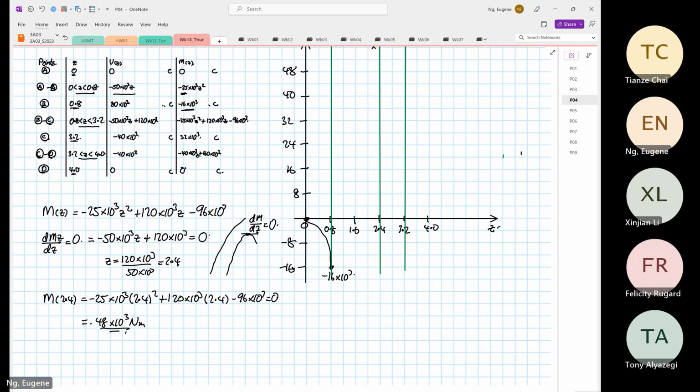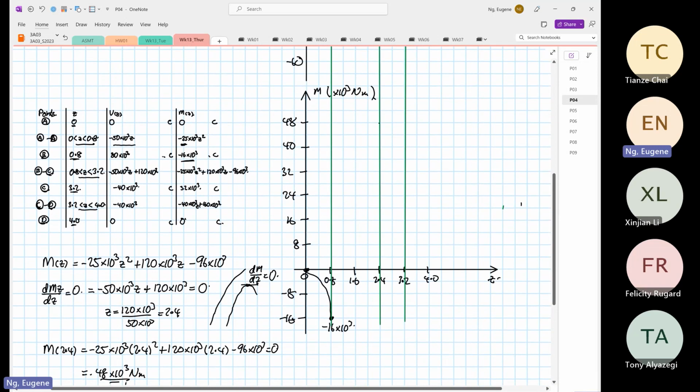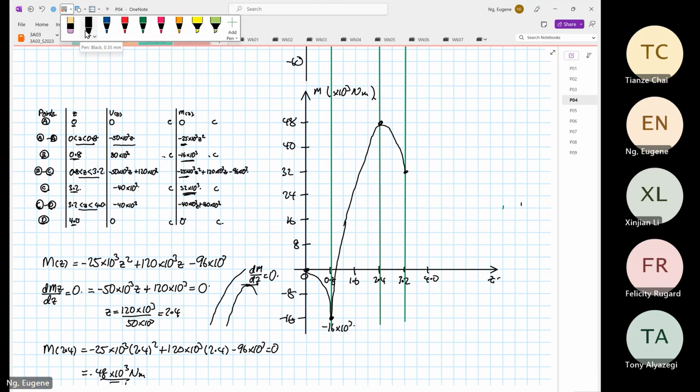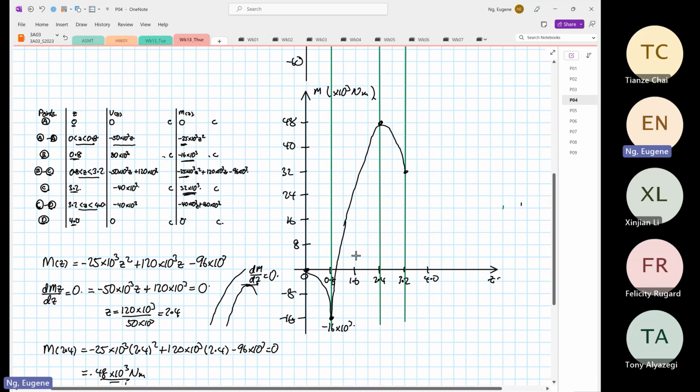So we know that this is at 48, and then at point C is at 32. So now we can draw our curve. It will go up and then it will come down. It's a sad face because the highest polynomial coefficient is negative. And then the last part is just a straight line coming down to 0.